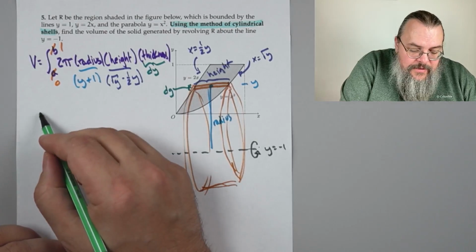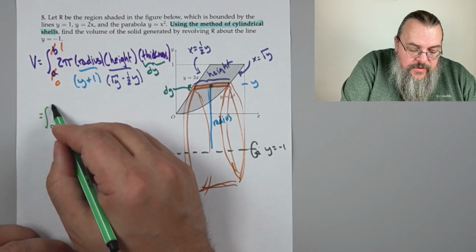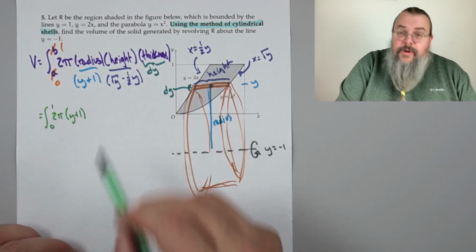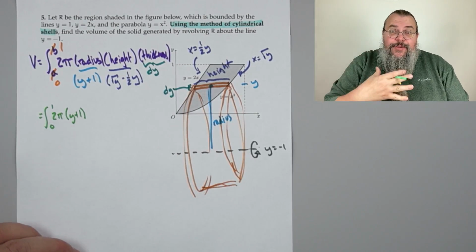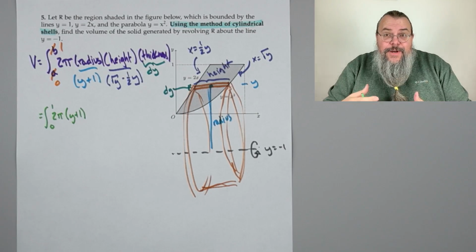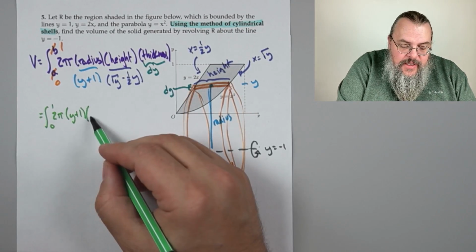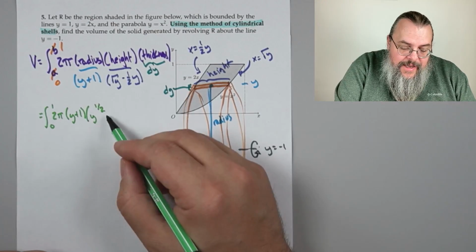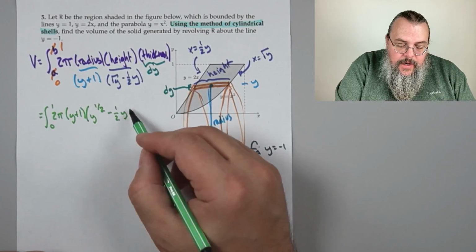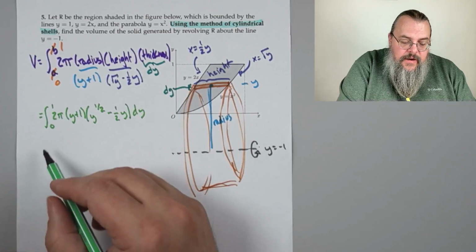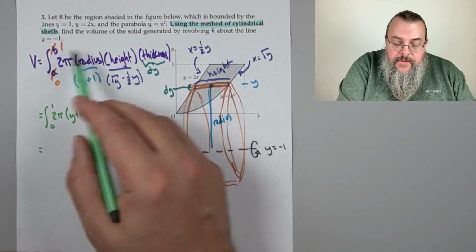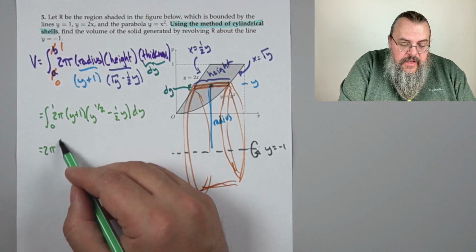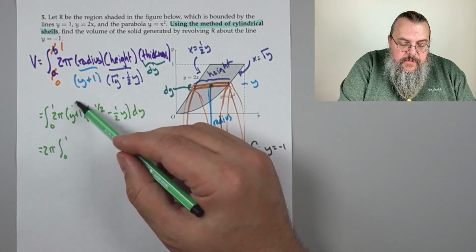Let's rewrite this. So we need to do the integral 0 to 1, 2 pi, y plus 1. Now square root of y, I like to write anything with a square root in a calculus-friendly way. And when I say calculus-friendly, I mean with the rule. So y to an exponent, y to the half, minus 1/2 y dy. All right, well, okay, we have to find it. It's not just a setup problem. So we can pull the 2 pi out, and now we just carefully work it through.